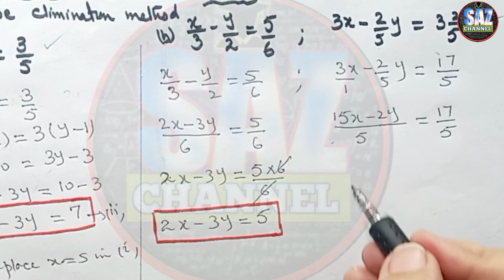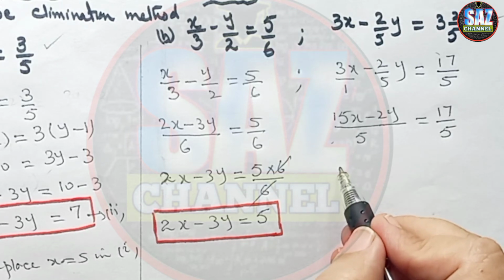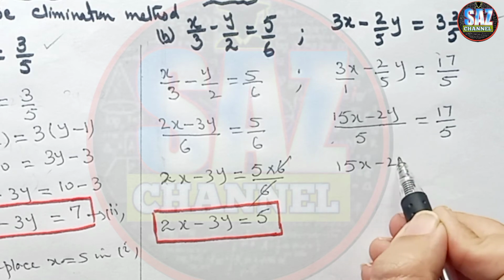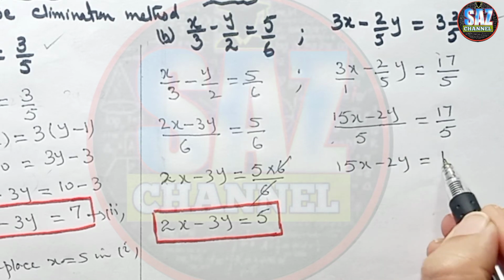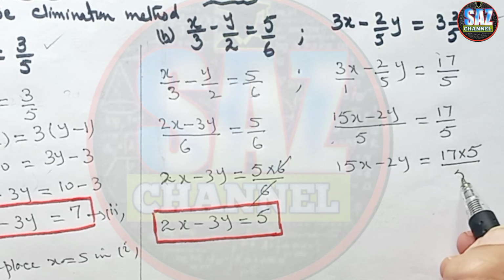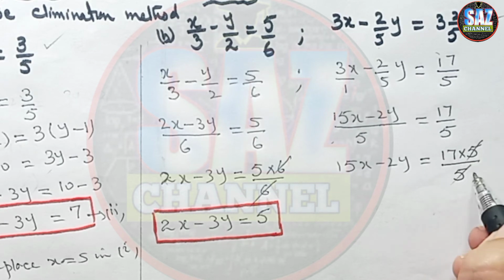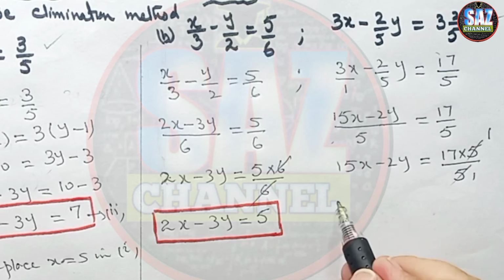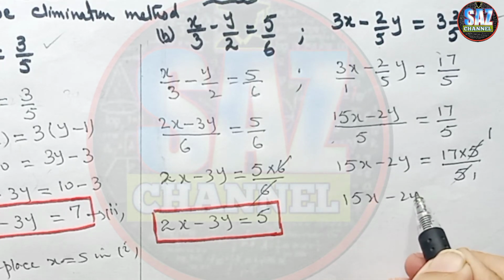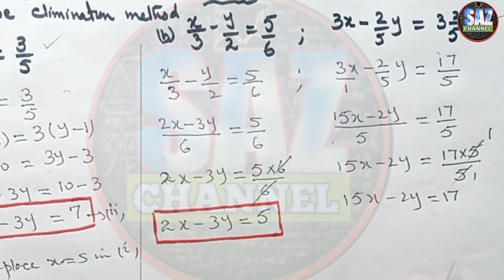Now shift this 5 to the other side, and the equation will take the form 15x minus 2y equals 17 multiplied by 5 upon 5, and this 5 can go, 5 ones are 5 ones are, and this equation will take the form 15x minus 2y equals 17. And let me box the equations as well.